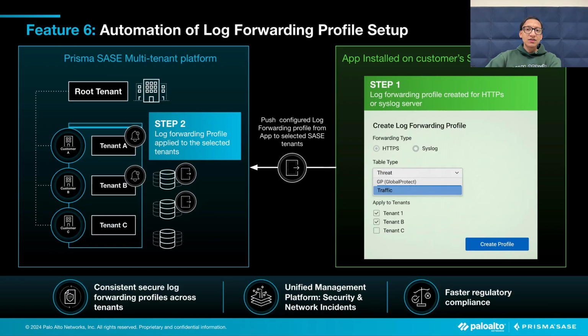And it enables faster regulatory compliance by ensuring all security logs are immediately sent to your SIEM or log aggregator for analysis and archiving. For MSPs, this is critical. It reduces operational overhead by turning a repetitive, manual task into a scalable, automated function, and it reinforces the app as a unified management platform for core SASE configuration. So let's take a look at how you can set this up in the app.